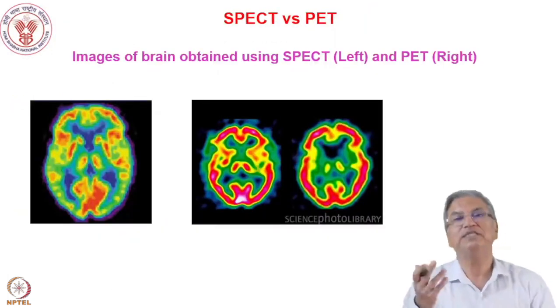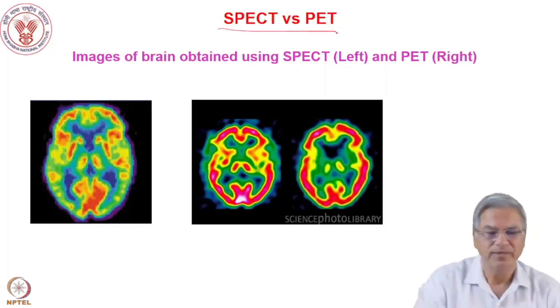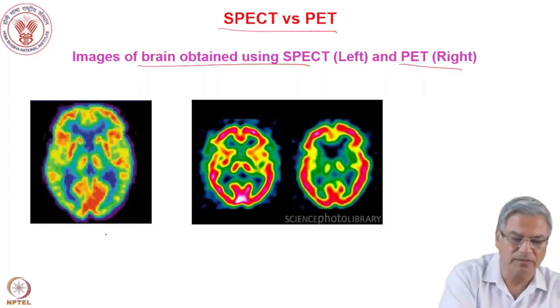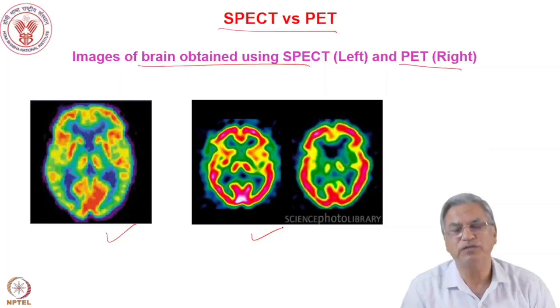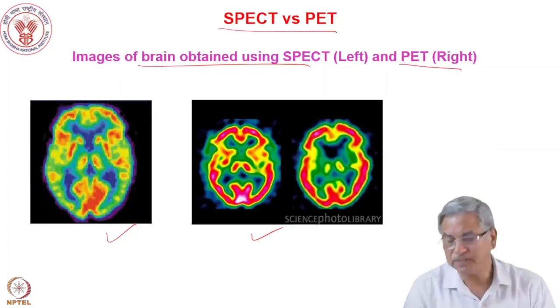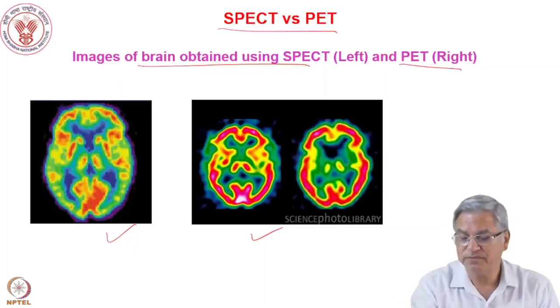And for the images you get from SPECT versus PET, you can see this is the image of a brain using SPECT and PET. You can see the marked improvement in the image of the brain using PET vis-a-vis the SPECT image. That is why PET is now becoming very popular among nuclear medicine practitioners.